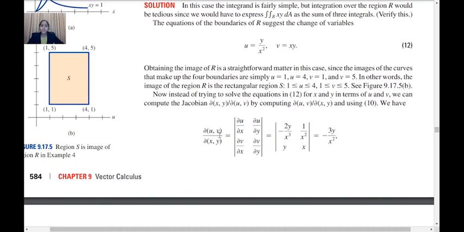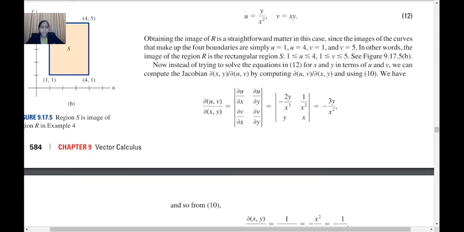So here ∂(u,v)/∂(x,y) will be nothing but ∂u/∂x. What will be ∂u/∂x? It will be minus 2y by x cube, and ∂u/∂y will be 1 by x square. Now ∂v/∂x is y, and ∂v/∂y will be x. So here it is comparatively easier to determine the partial derivatives instead of transforming it into functions of u and v. Okay, so this determinant is equal to minus 3y by x square.